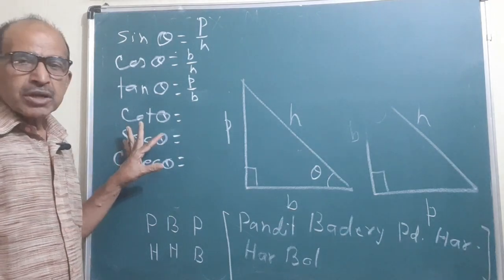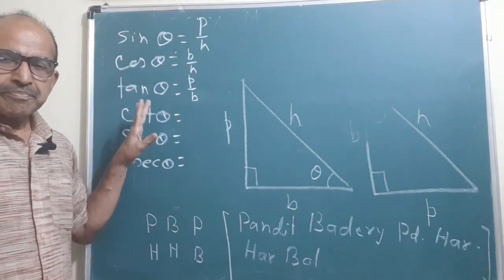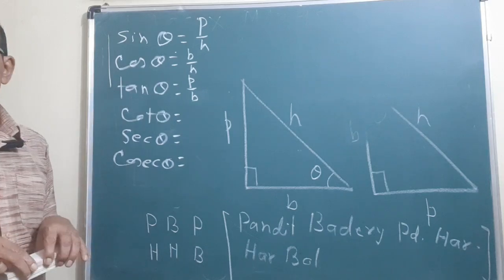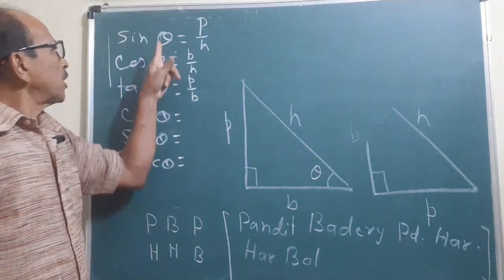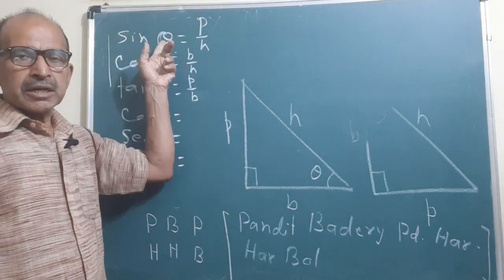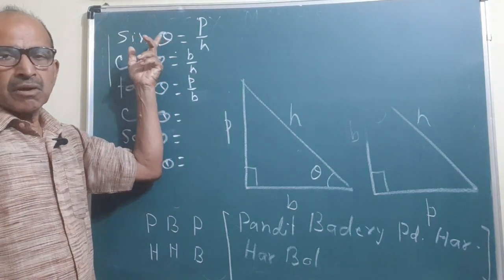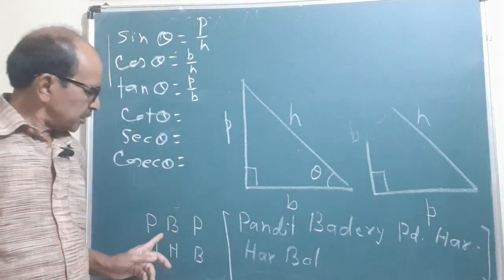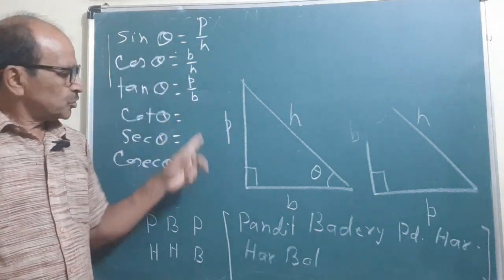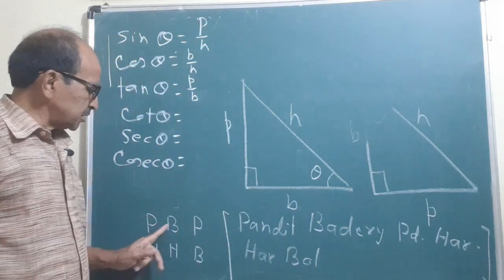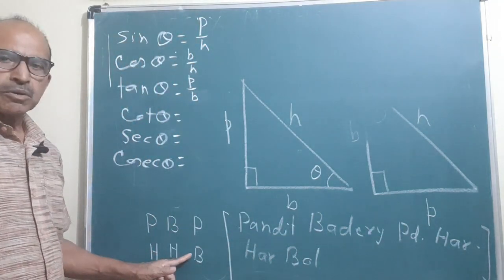For remembering, basically there are three: sin theta, cos theta and tan theta. Without an angle this is meaningless. Here you can write sin theta, or theta, A, B, C, alpha, beta, gamma, you can take. Now for remembering these three, use: Pandit Badri Prasad Har Har Bole.